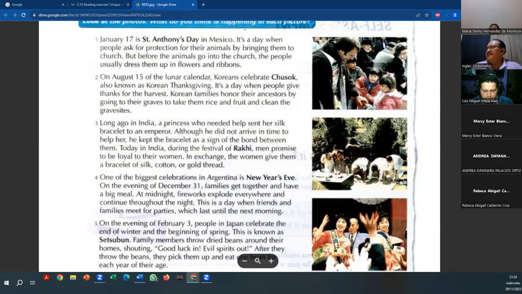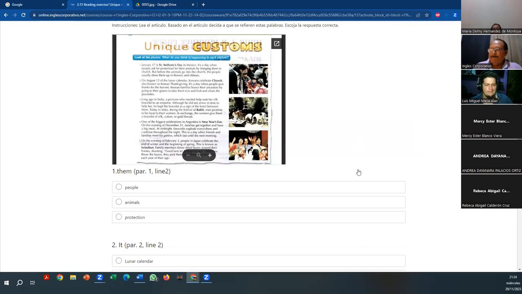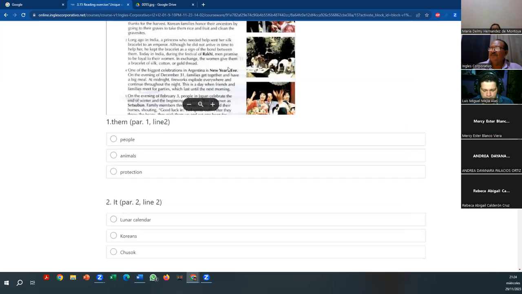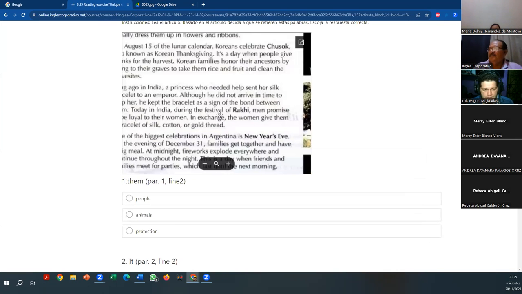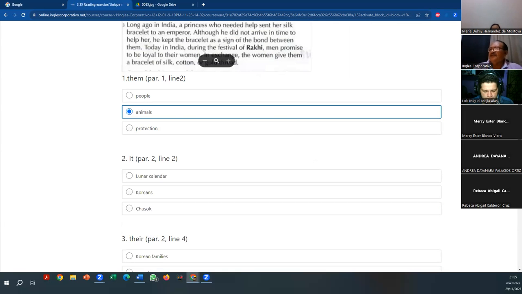So now we're going to answer the questions here. What is the meaning of them? In part one, line two: animals, right? It says it's a day when people ask for protection for their animals, by bringing them. Okay, good. This is a referent, a reading strategy. It, part two, line two.